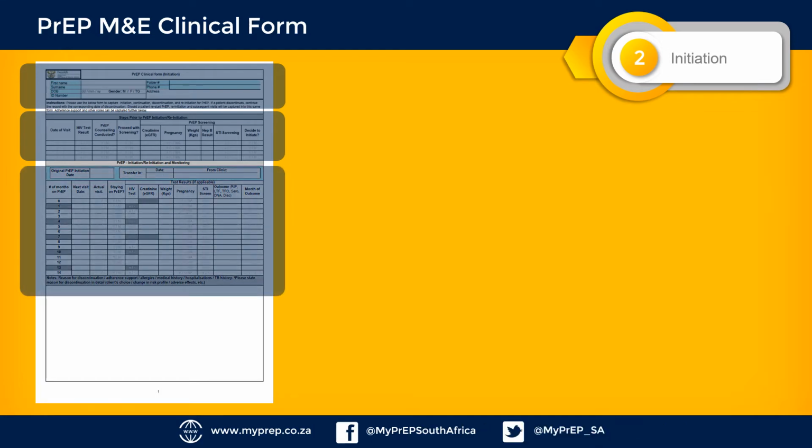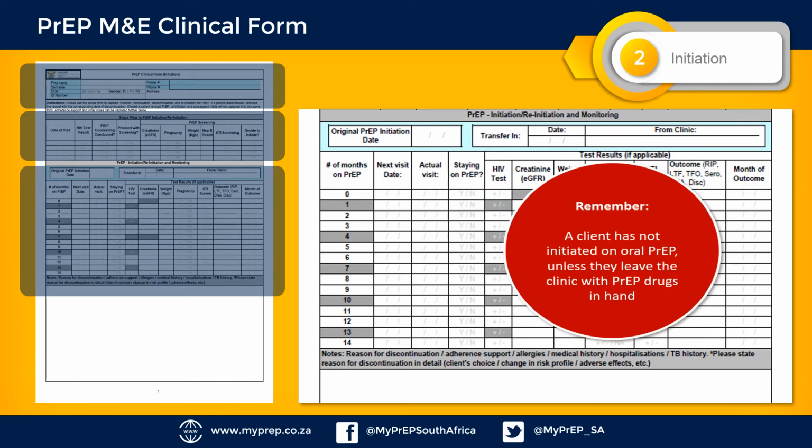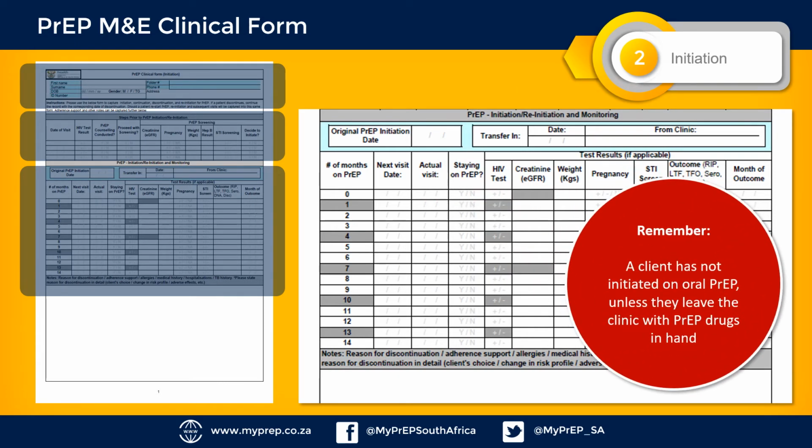The next section of the clinical form tracks the client's journey on oral PrEP, from the moment they receive the first pack of PrEP drugs through to all follow-up appointments. This section is only for clients who decide to initiate and who leave the clinic with their PrEP drugs. It is really important to remember that a client has not initiated on oral PrEP unless they leave the clinic with PrEP drugs in hand.